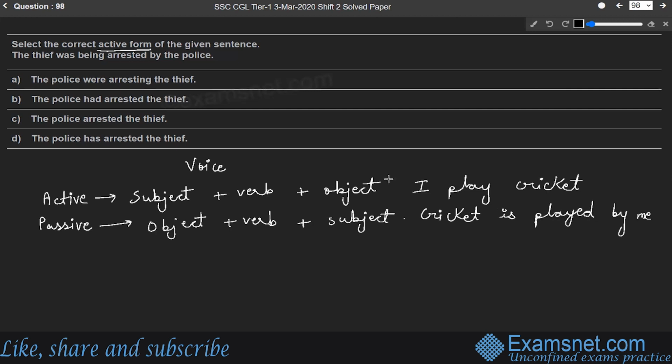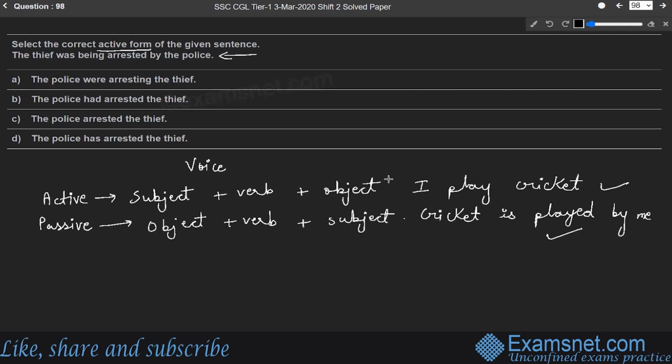All right. So this is active voice and this is passive voice. In the question, we have to find the active form of the given sentence. It means that we have to find the active voice of this sentence. So it is very clear that this sentence is in passive voice, right? Again, reading the sentence: the thief was being arrested by the police.